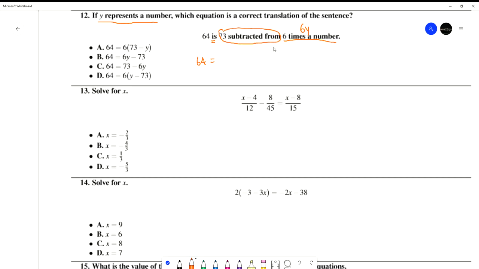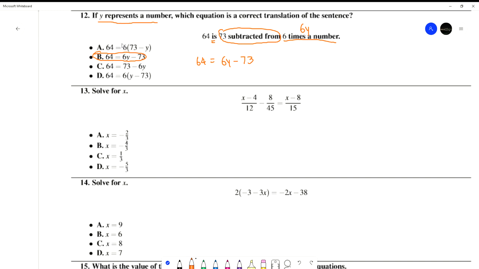Remember, subtraction, right? The wording means you have to subtract it from some other number. What's that other number? It's 6y, right? And then from 6y you subtract 73. Okay? So don't confuse that, otherwise you might select the wrong answer. A lot of people mistakenly choose C, which is wrong, right? It's actually B. So that's a common mistake people make, so be careful.